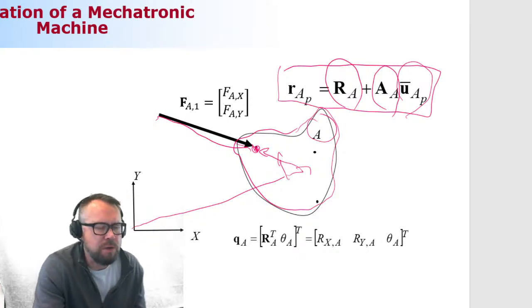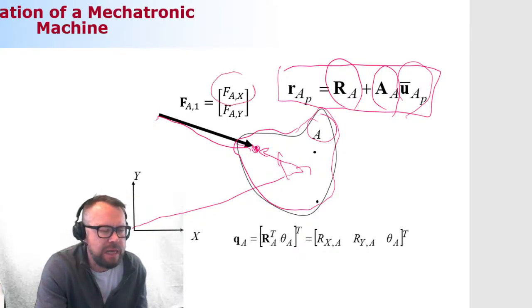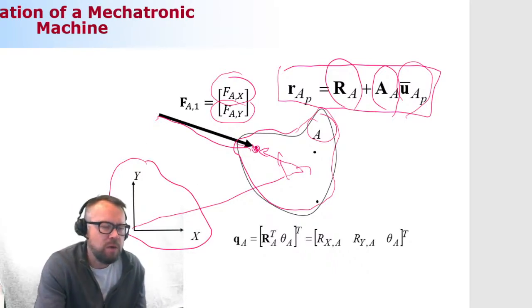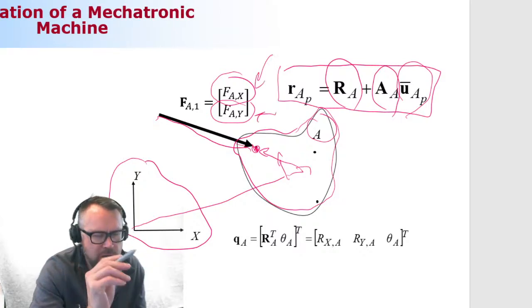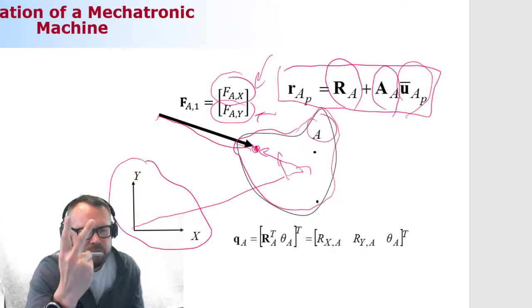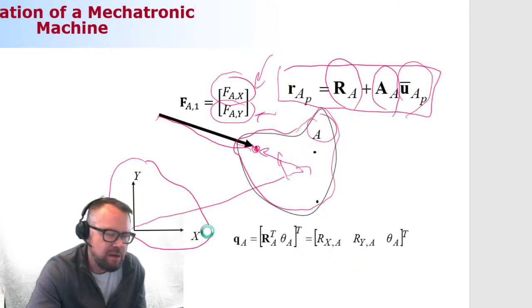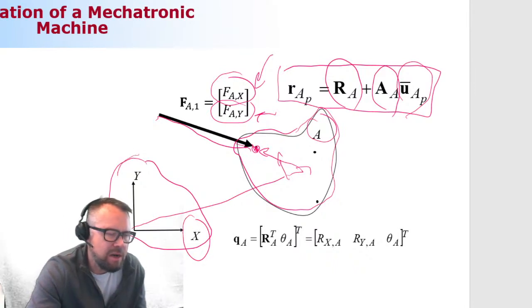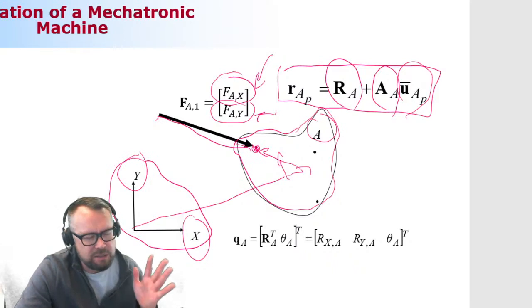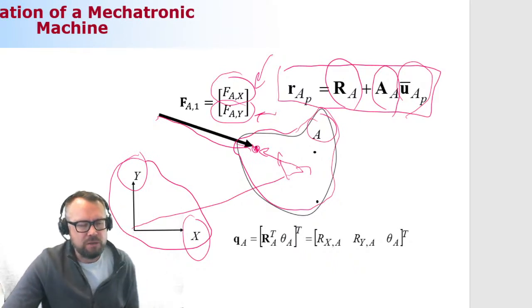Now this force is applied at this particular point. The force has two components, Fx and Fy. These are the components with respect to the global coordinate system. How do you know that? Well, you know it because you look at the number of components you have here. You have two components, and these are in line with the global X and Y coordinate axes. So this is obviously the global coordinate system.